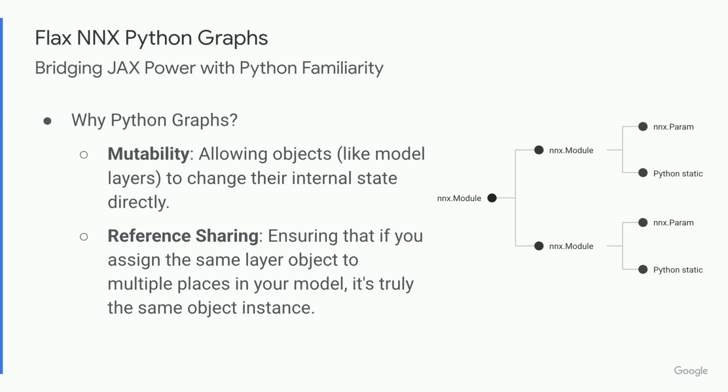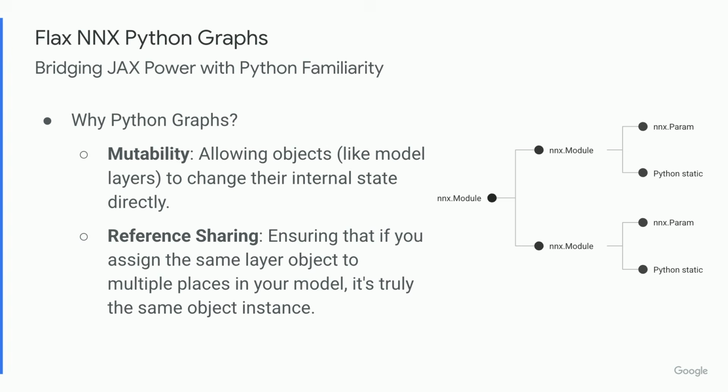Crucially, these NNX variable objects allow for mutability. If a layer needs to update its internal state during the forward pass, like batch norm does, it can directly assign a new value to the .value attribute of its state variable. This is a key difference from the typical immutable style often used with JAX PyTrees.